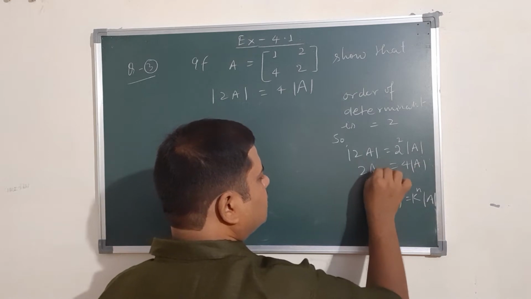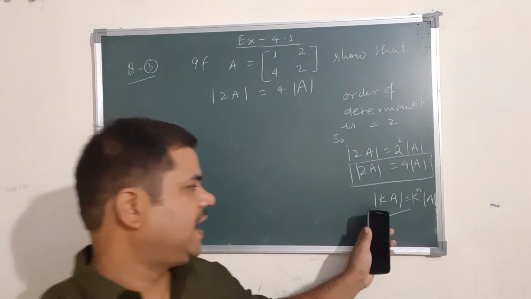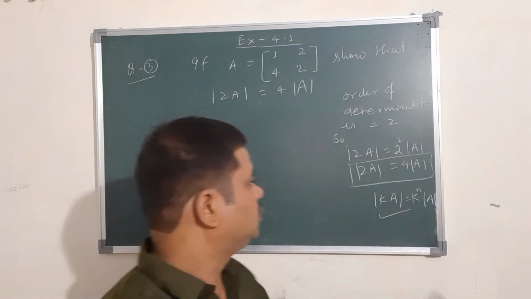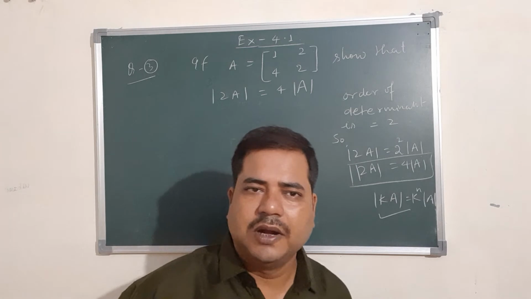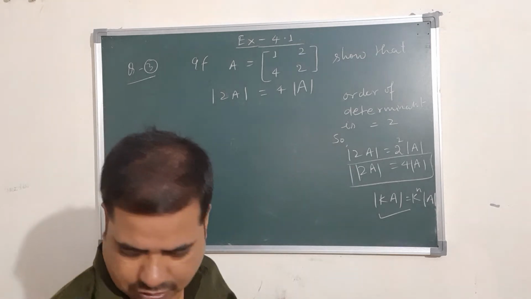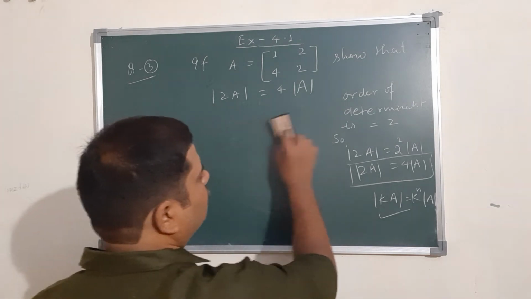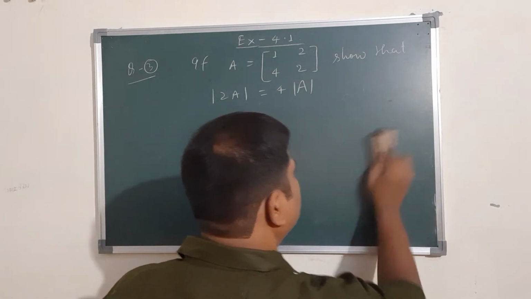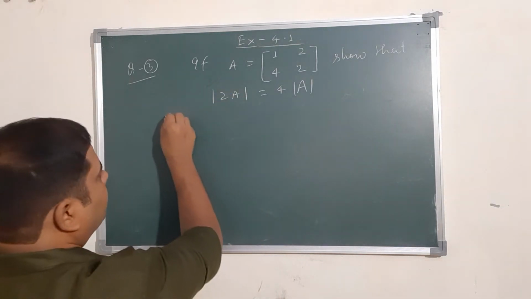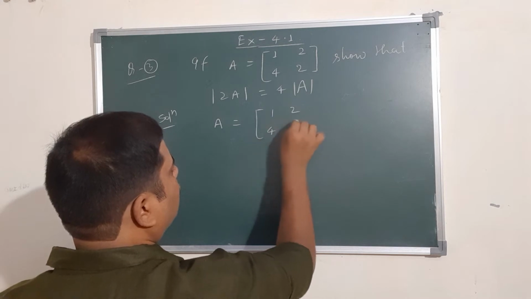This is from the formula we have already seen: determinant of KA is equal to K to the power n determinant A, where n is the order of the matrix. Here 2 is the order of the matrix, that's why 2 to the power 2 is equal to 4 times determinant A. But this is not a complete proof, that's why we have to solve it. Now, first of all, solution: A is equal to 1, 2, 4, 2.